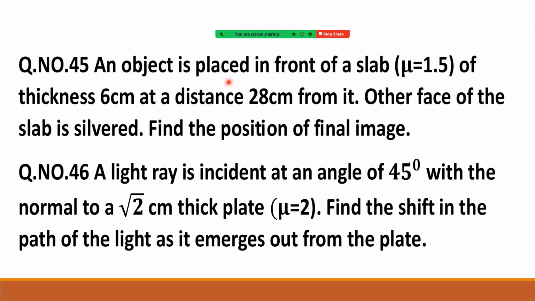An object is placed in front of a slab of thickness 6 centimeter at a distance 28 centimeter from it. The other face of the slab is silvered. Find the position of the final image. Okay, let us see how to solve it.